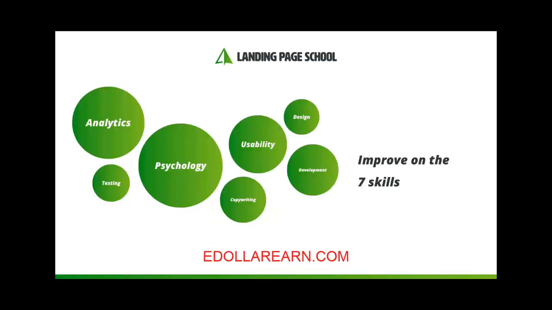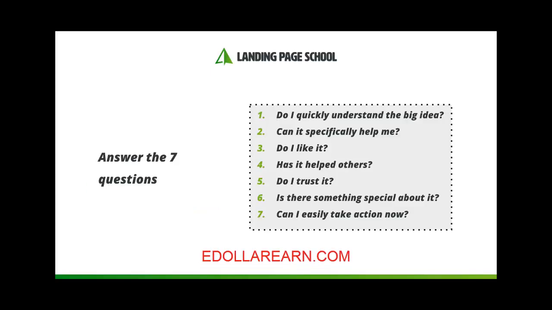In the first part, I shared these 7 skills every landing page optimizer should have: analytics, testing, psychology, usability, design, copywriting, and development. Maybe you're already strong in many of these areas and just want to improve a few others. That will help you not only become better at landing page optimization, but you'll have a more rounded marketing skill set as well. In part 2, we looked at the 7 questions every landing page should answer.